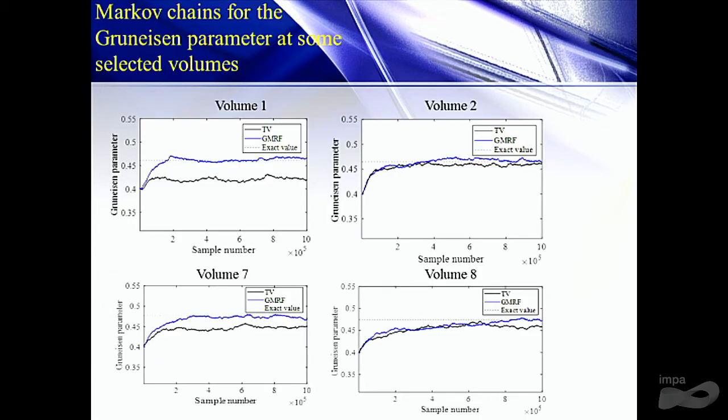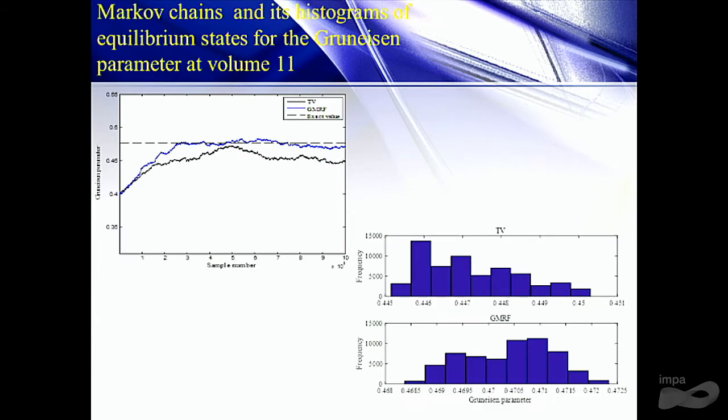Here we can see the result for the volumes in the 2-dimensional case. In the tumor region, we can see the result for the Gaussian Markov Random Field is much better than the other case, which is total variation. In the other case, we can see the Markov chain state and the marginal posterior histogram of the volume.